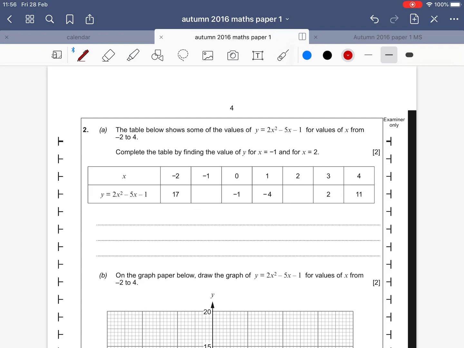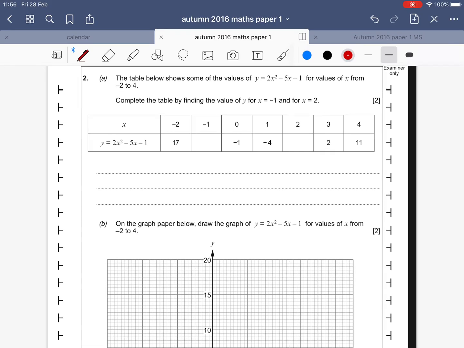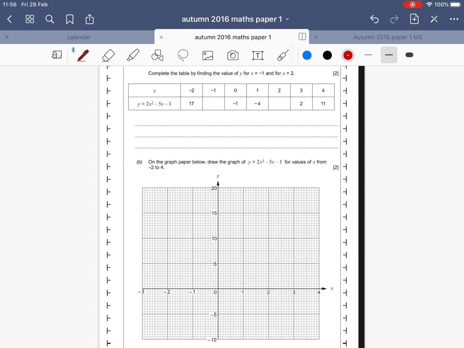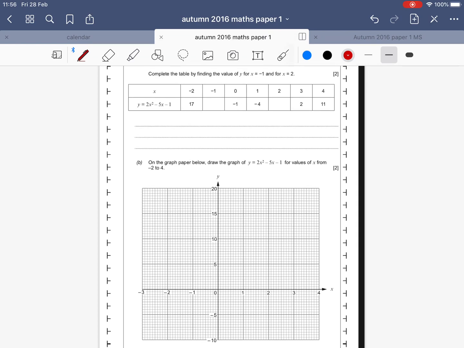Question 2. The table below shows some of the values of y equals 2x squared minus 5x minus 1 for values of x from minus 2 to 4. Complete the table by finding the values of y for x equals minus 1 and x equals 2. Now before you do that, I would suggest doing question B first, so plotting the graph first. Now you've already got 5 points. You get 1 mark for plotting 5 points correctly.